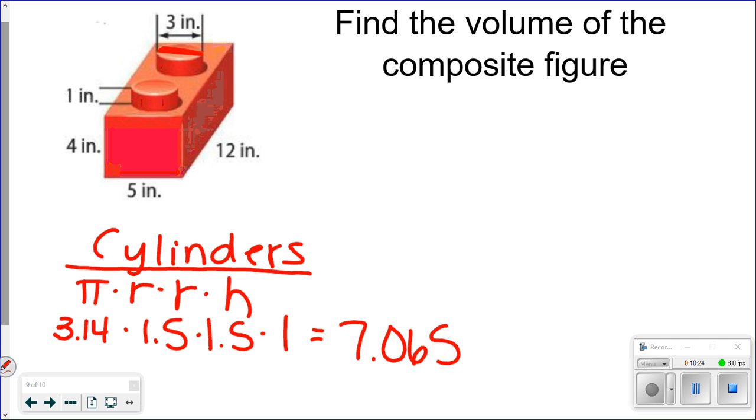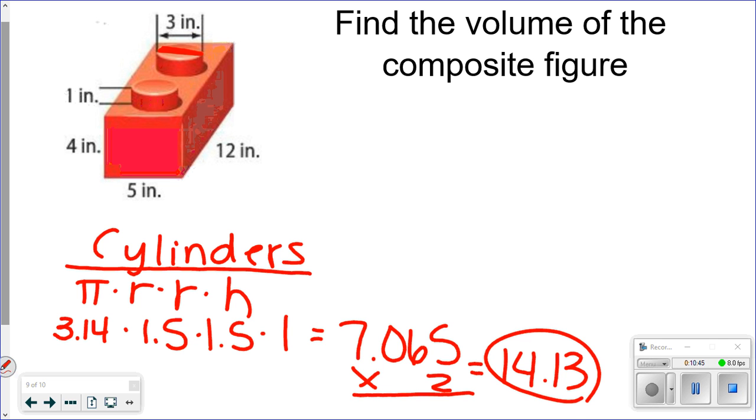Did anybody get this number? Okay, that's only 1 cylinder. How many cylinders are there? 2, because it looks like a Lego, right? So this Lego has 2 of them. So let's multiply by 2. So this is the volume of 2 cylinders right there.